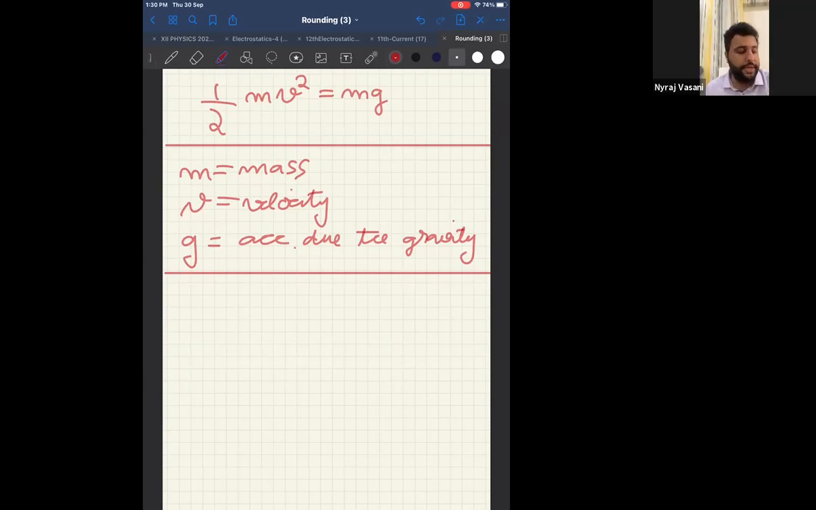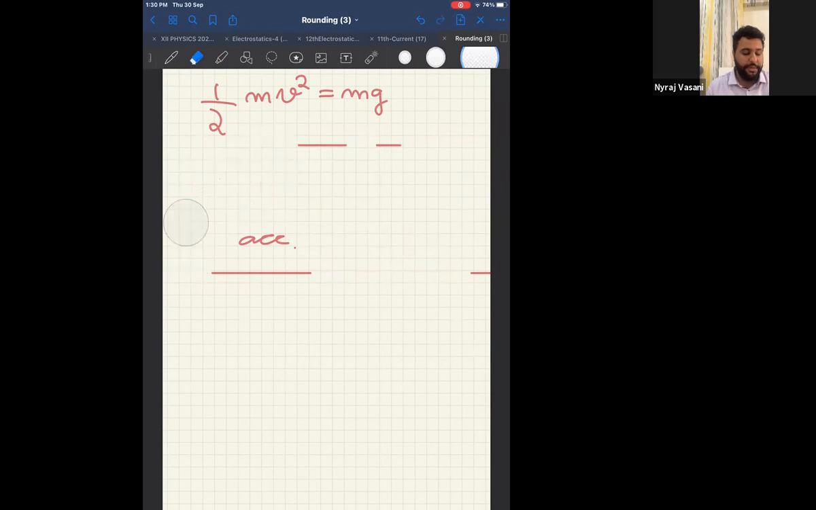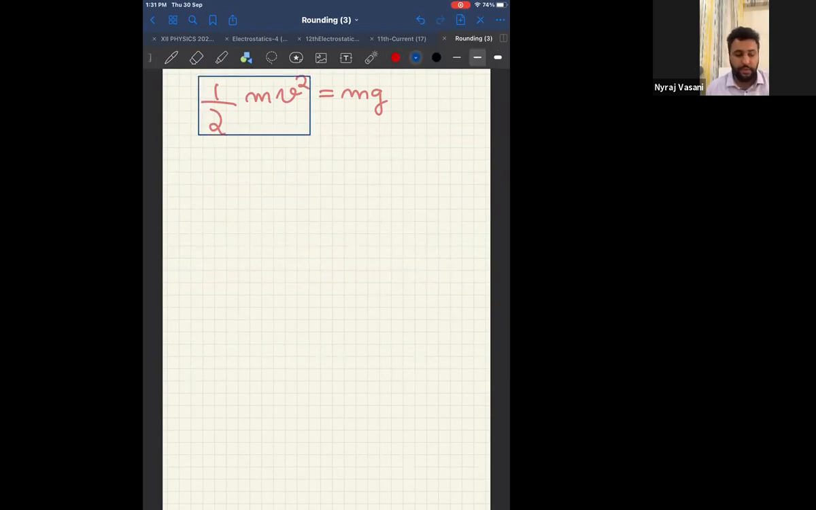Okay, I will see your answers, and most of you have given me the right answer. Okay, now let me show you the answer on the screen. Tell me if you have got the same method and the same logic. So first thing is I can divide this equation into two groups. Half mv square is one group and mg is other group.